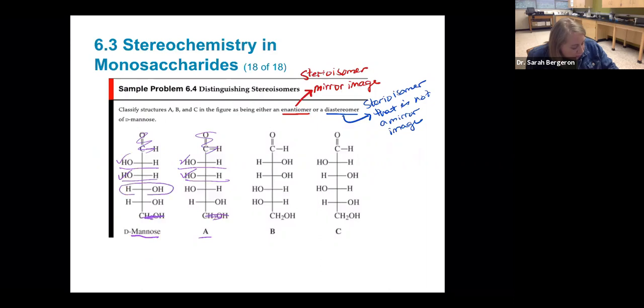Whoa, here we go. Let's try a different color to make it a little easier to see. All right, this one is different. Here we go, they've been flip-flopped. And then these are the same. So what do we call these? Do we call these enantiomers or diastereomers? We call these diastereomers.